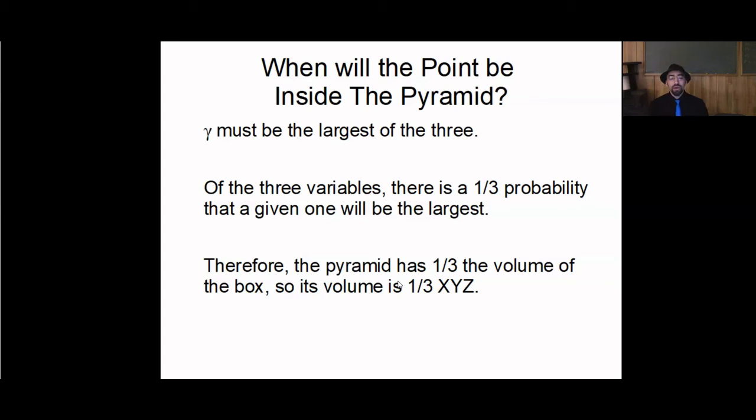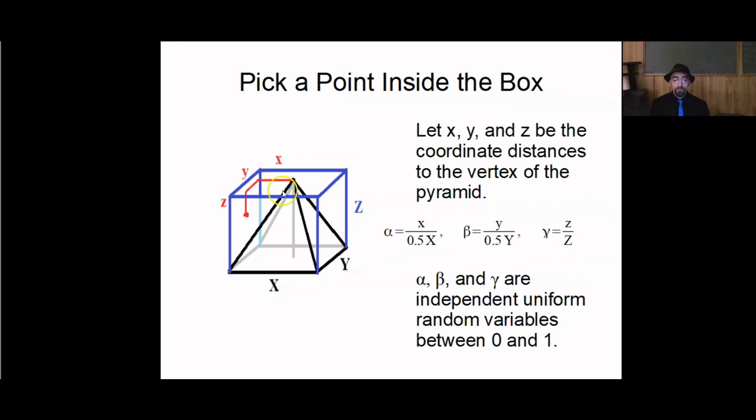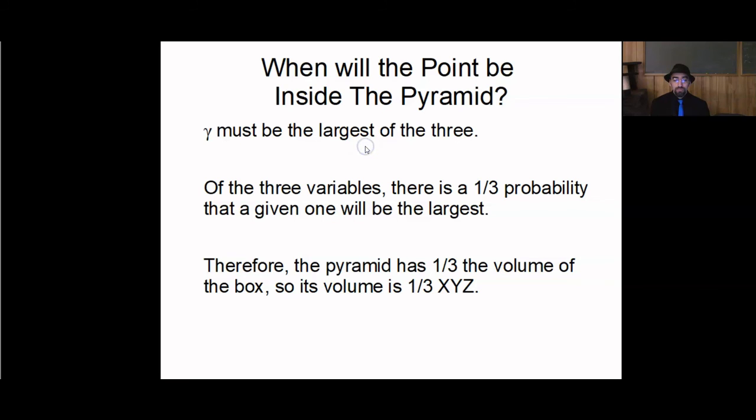And we have to ask, well, when will the point be inside the pyramid? You realize that gamma has to be the largest of the three variables of alpha, beta, and gamma. Right? Because you pick your gamma value, the moment your alpha is too big or your beta is too big, then you leave the pyramid. And of three independent, identically distributed random variables, or I've got these three random numbers somewhere between 0 and 1, there's a 1/3 probability that any given one of them is the biggest. So, there's a 1/3 probability that gamma is the biggest of alpha, beta, and gamma.